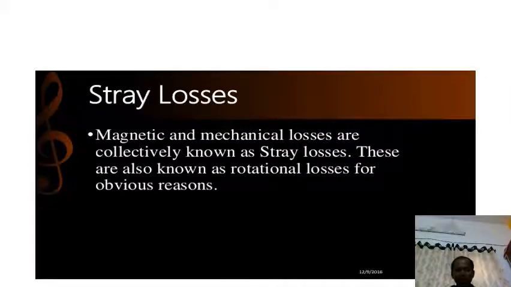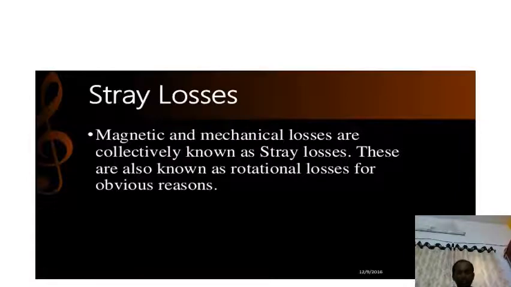Another one is stray losses. Magnetic and mechanical losses are collectively known as stray losses. These losses are also known as rotation losses, for obvious reasons.